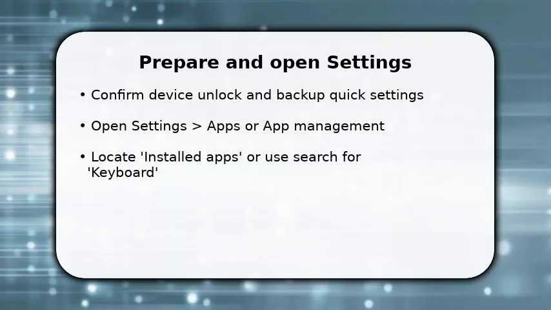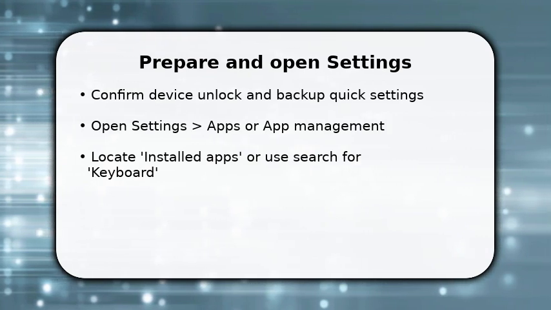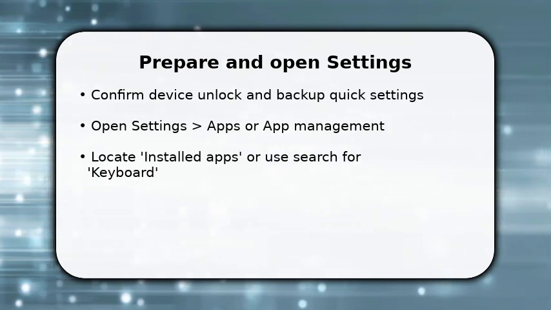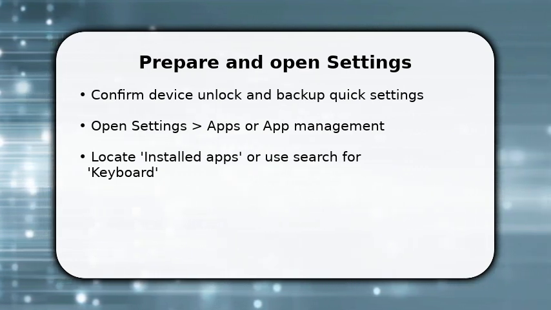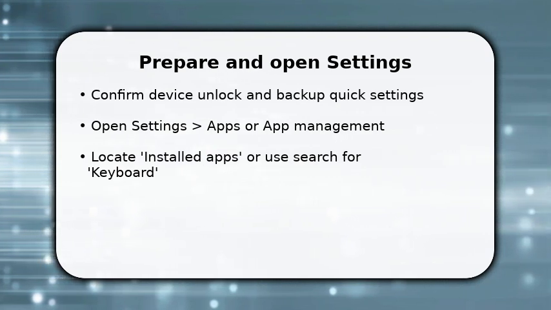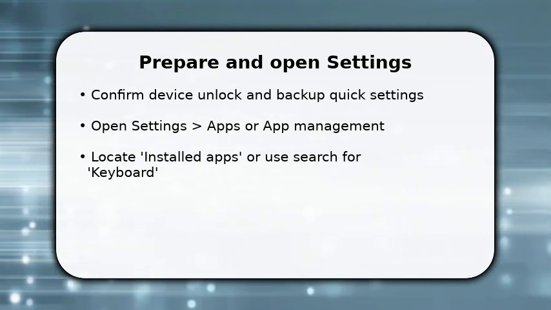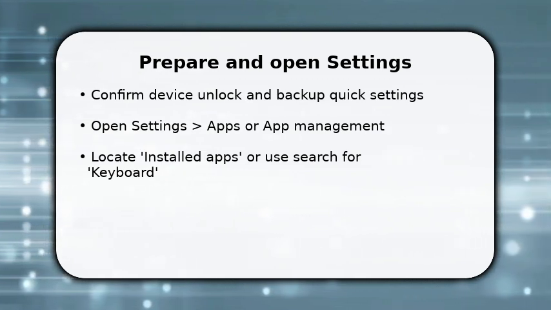Enjoy the video. You start by ensuring your phone is unlocked and you have a quick backup of keyboard data if needed. Open Settings and go straight to Apps or App Management. This is where installed input apps live. Once in Apps, either scroll to Installed Apps or use the search field and type Keyboard or Xiaomi to jump directly to the input app.